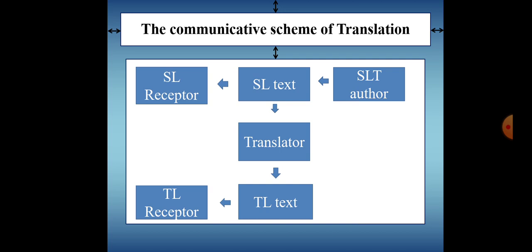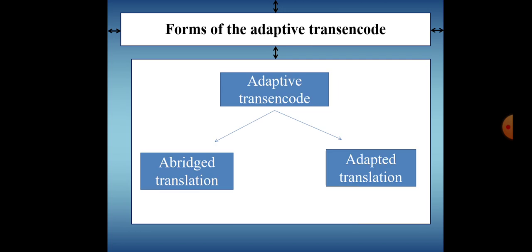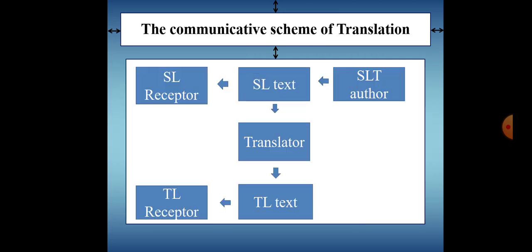The communicative scheme of translation. Here you see the scheme, that is source language receptor, source language text, and source language text author. Then translator, target language text, and target language receptor. Referring to linguistic sciences, linguistic theory of translation widely uses methods of related sciences: grammar, lexicology, stylistics, sociolinguistics, and psycholinguistics. One of the most important methods of investigation in translation theory is comparative analysis of translation.